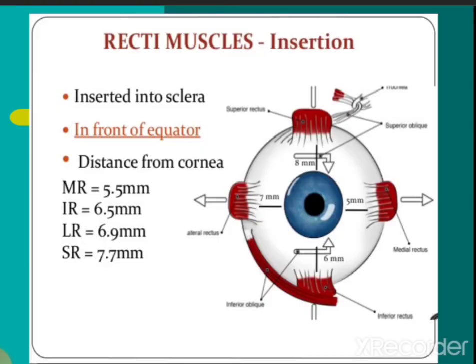The 4 recti muscles are inserted on the sclera in front of the equator. The distances from the cornea of these 4 recti muscles are: for the medial rectus, 5.5 millimeters; for the inferior rectus, 6.5 millimeters; for the lateral rectus, 6.9 millimeters; and for the superior rectus, 7.7 millimeters. As the name indicates, they are the same in location. The medial rectus is on the medial side, the inferior rectus on the inferior side, the lateral rectus on the lateral side, and the superior rectus on the superior side.